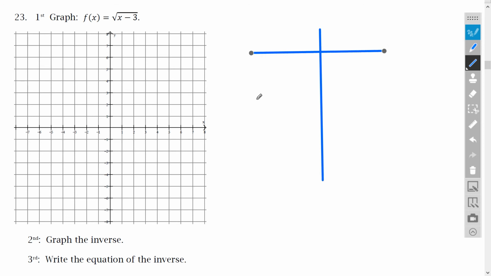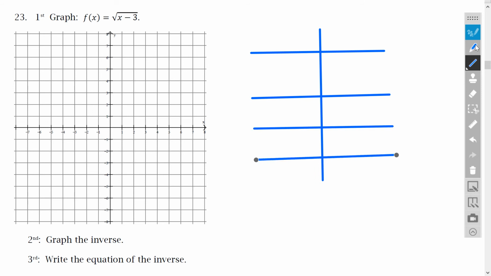Okay, I want to start with the smallest number that I can plug in that will allow me to take a square root. So I'm going to plug in 3, because 3 minus 3 is 0, and the square root of 0 is just 0. Then I'm going to plug in the next number that will give me a perfect square under the radical. So I'm going to plug in 4, because 4 minus 3 is 1, and I can take the square root of 1.